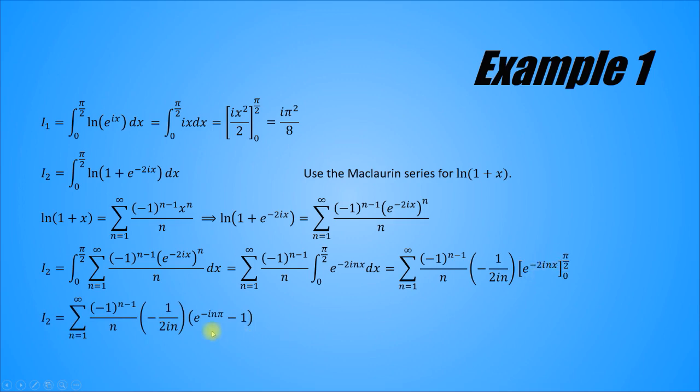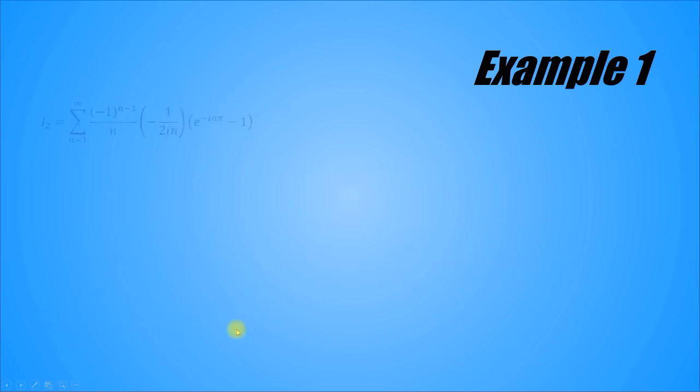Evaluating this bracket, I get e to the negative i n pi minus 1. And I'll carry this to the top of the next slide. Okay, so here's where I left off with I2. And note, e to the negative i n pi is cos n pi minus i sine n pi. That's Euler's identity. Now the sine of n pi is 0 for all n. And the cosine of n pi is 1 when n is even, and it's negative 1 when n is odd.